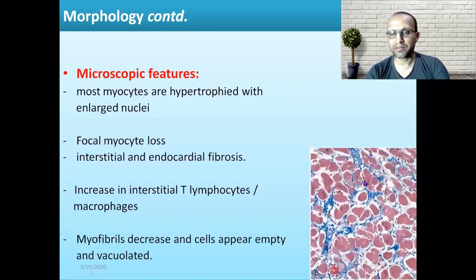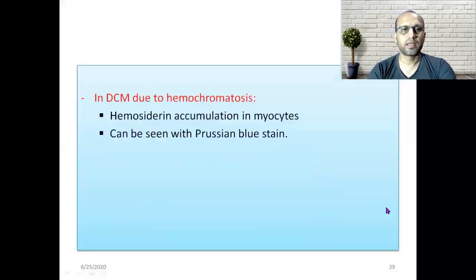In this photomicrograph, you can see bluish stained fibrotic area. In dilated cardiomyopathy due to hemochromatosis, hemosiderin accumulation can be seen in cardiac myocytes. Special stain, Prussian blue stain, is used to demonstrate hemosiderin within myocytes.